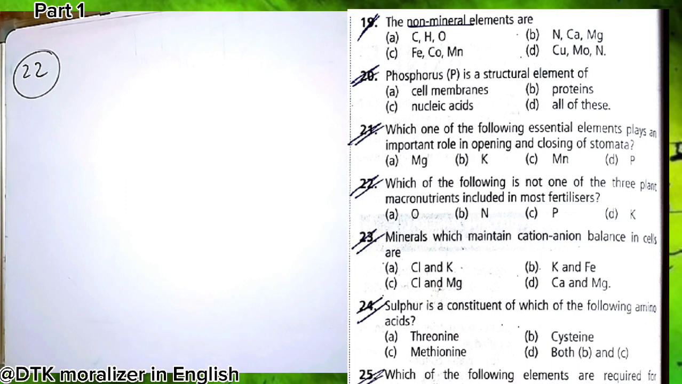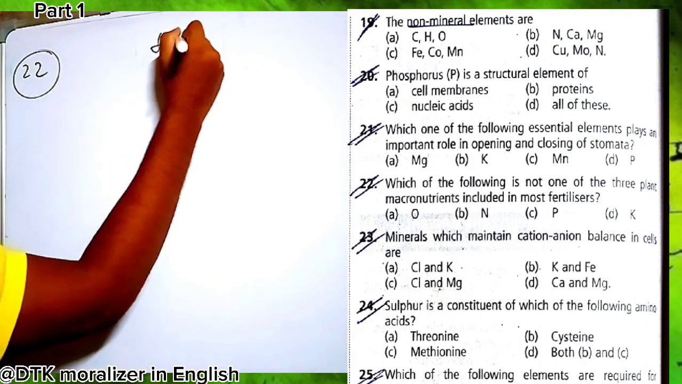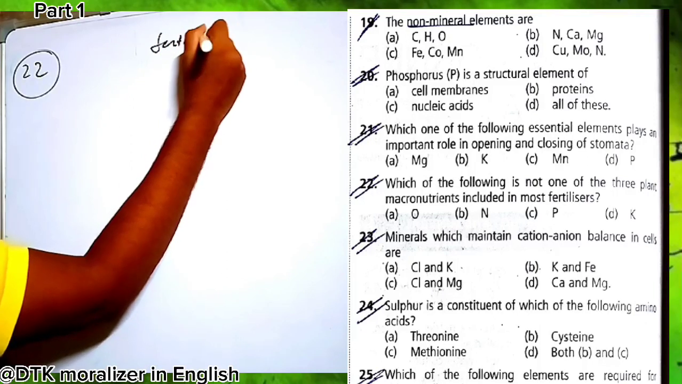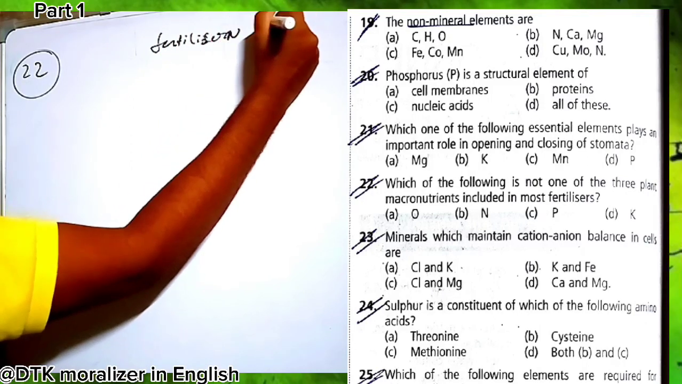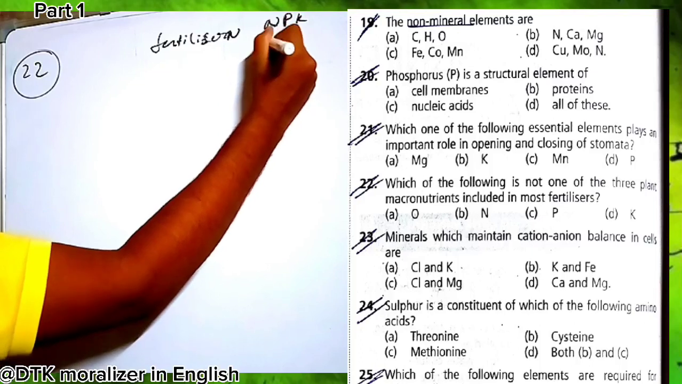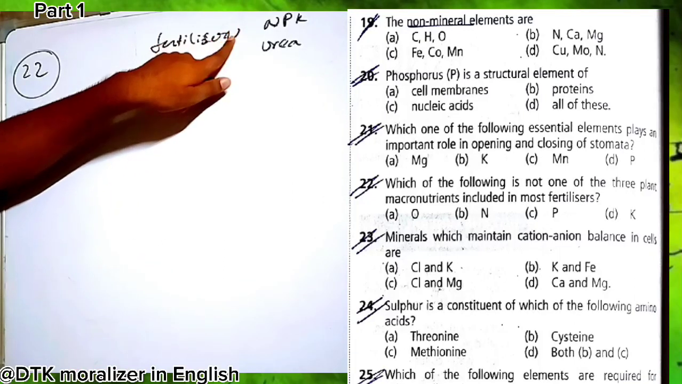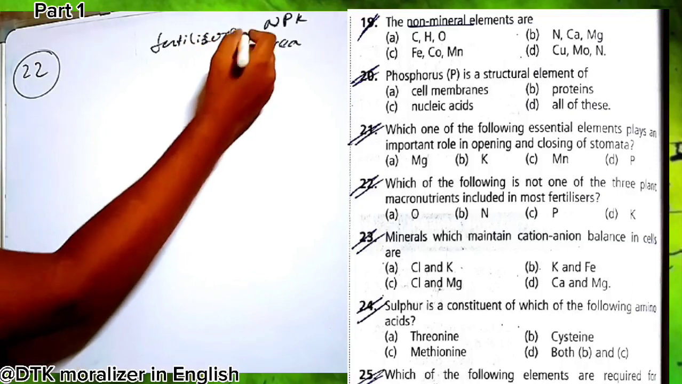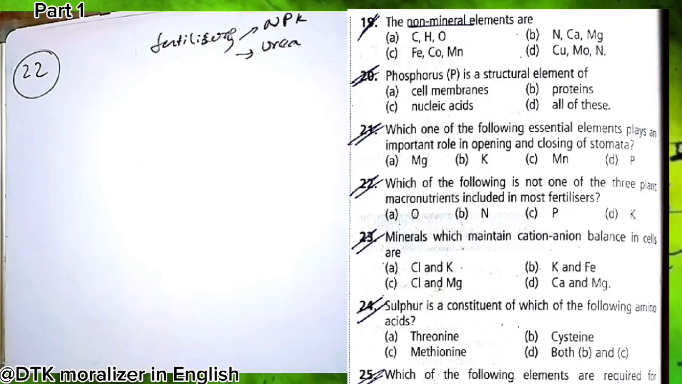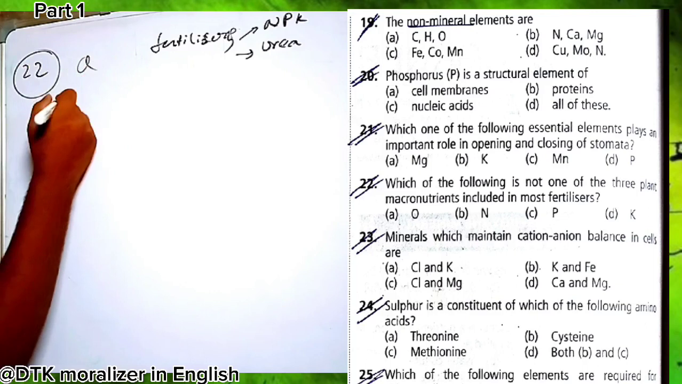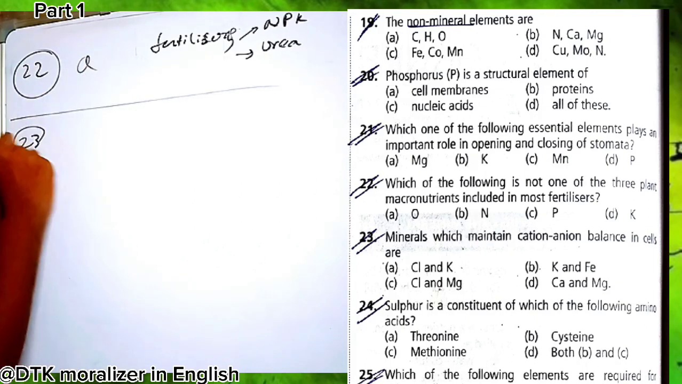In most fertilizers, as you can see, NPK is involved. There are two types: NPK type and urea. In NPK, nitrogen, phosphorus, and potassium exist. So here oxygen is not correct. So option E.